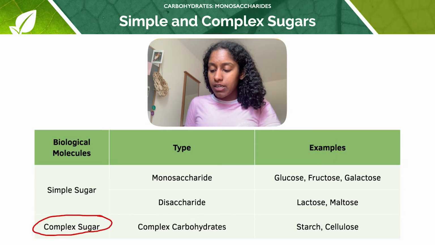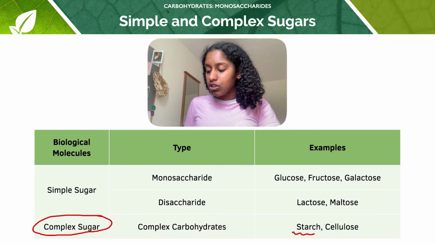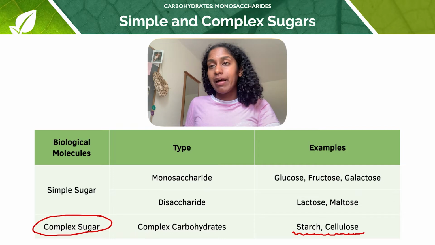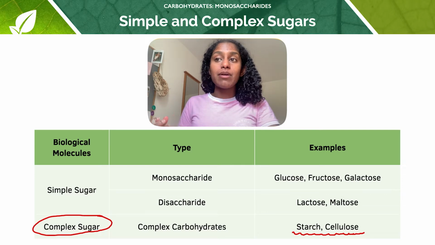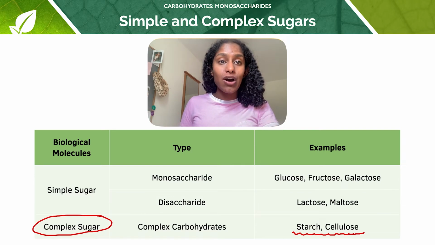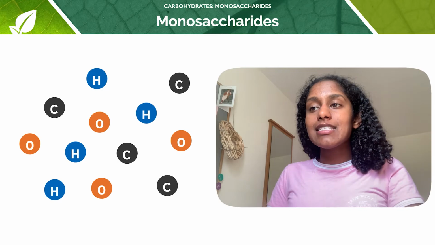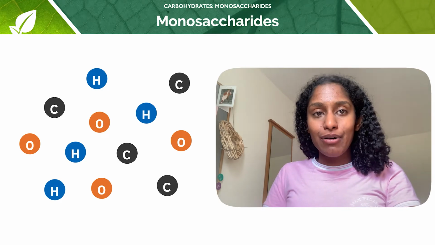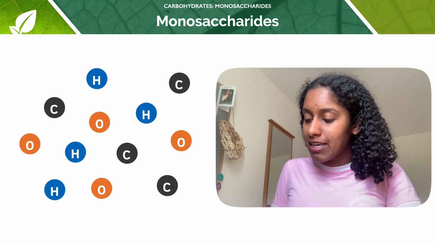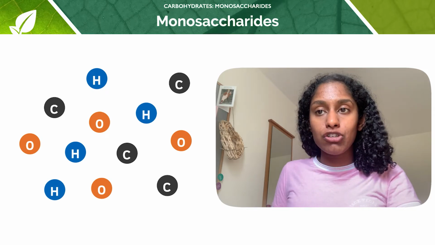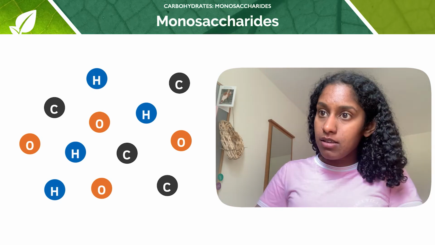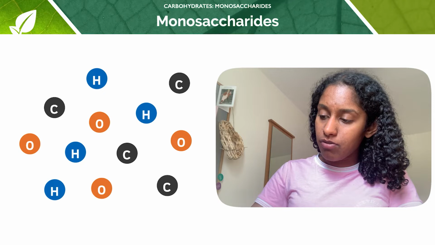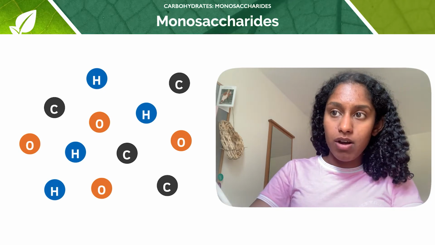Now, complex sugars include things like starch and cellulose, which we'll think about near the end of our tutorial. So simple sugars can be joined to make polymers, which we call complex carbohydrates. So let's think about what monosaccharides actually are. They're formed from three basic elements: carbon, hydrogen, oxygen, nothing else. This is our general formula for a monosaccharide.